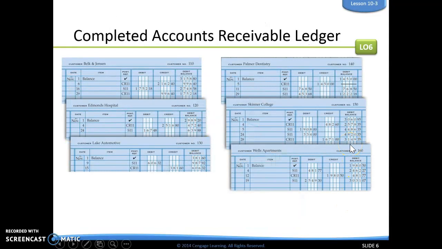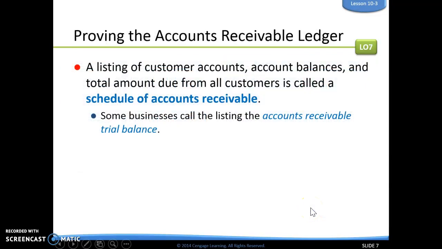Here's what our completed accounts receivable ledger would look like. So here we can see all of our customers and what each customer owes us. A schedule of accounts receivable is a lot like our schedule of accounts payable. However, the schedule of accounts receivable is looking at the customers that we have, their account balances, and then the total amount due from all of our customers. Some businesses are going to call this accounts receivable trial balance instead of a schedule of accounts receivable. In this class, we'll always call it a schedule of accounts receivable.